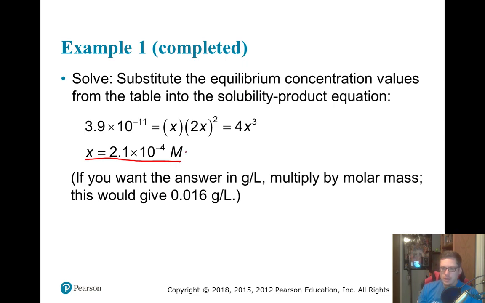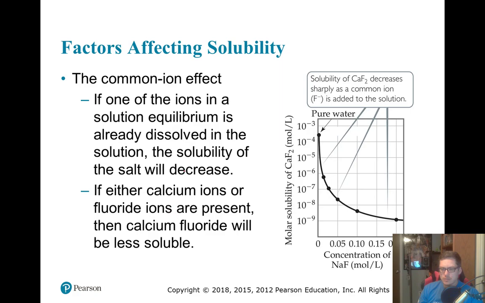Okay, and if we wanted to turn that into grams per liter, so this is the molar solubility, but say they wanted the mass solubility, all you'd have to do is multiply by the molar mass of that calcium fluoride, and you'd get 0.016. You can try that on your own. All right, factors that affect solubility.